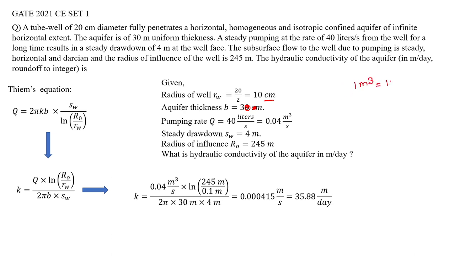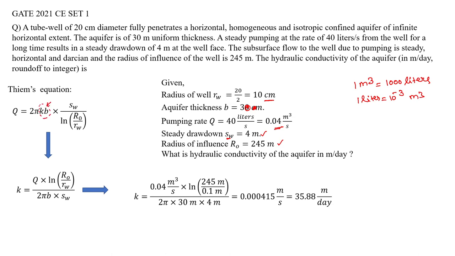So we need to convert it into meter cube. 1 meter cube equals 1000 liters, so 1 liter equals 10 power minus 3 meter cube. By substituting that, we'll get 0.04 meter cube per second. And what is the drawdown they have given? Sw equal to 4 meters, and the radius of influence is 245 meters. So this is the formula.